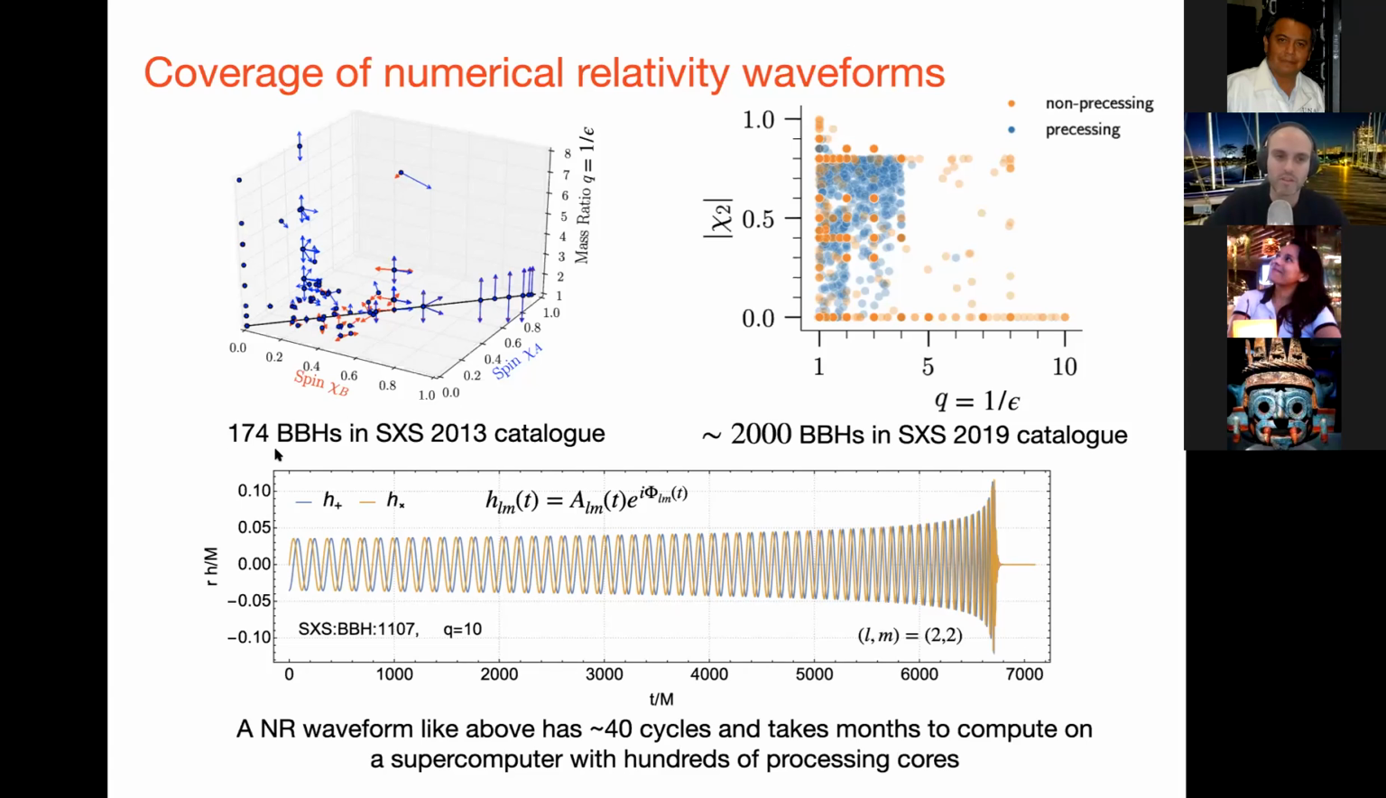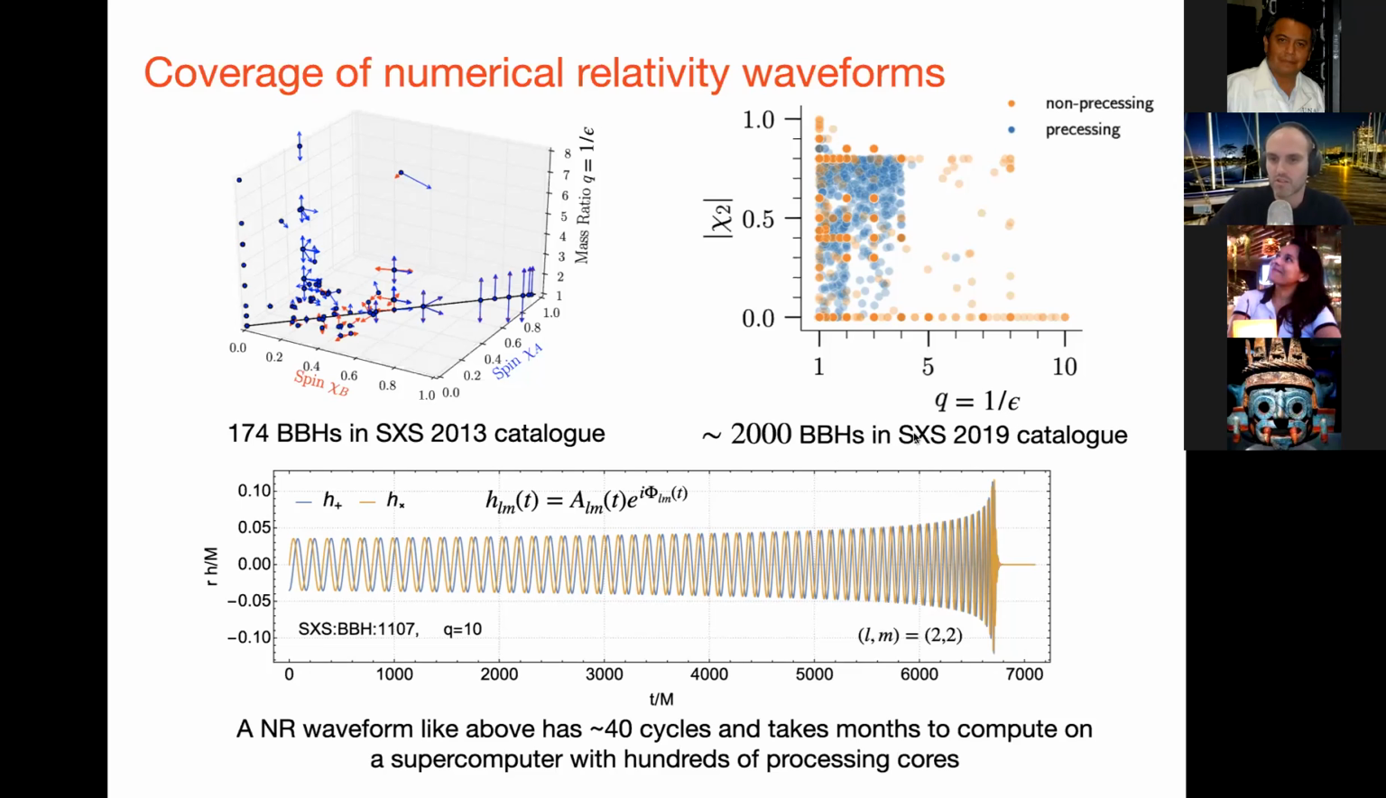Back in 2023, that catalog contained 174 binary black hole simulations in this piece of the parameter space. Here on the z-axis, it's showing the mass ratio q, which is 1 over epsilon. It's their preferred mass ratio. We don't need to worry too much about the spins here, but if you look along this axis, you can see that they have a bunch of non-spinning systems all the way out to mass ratios of 8, so 1 to 8.